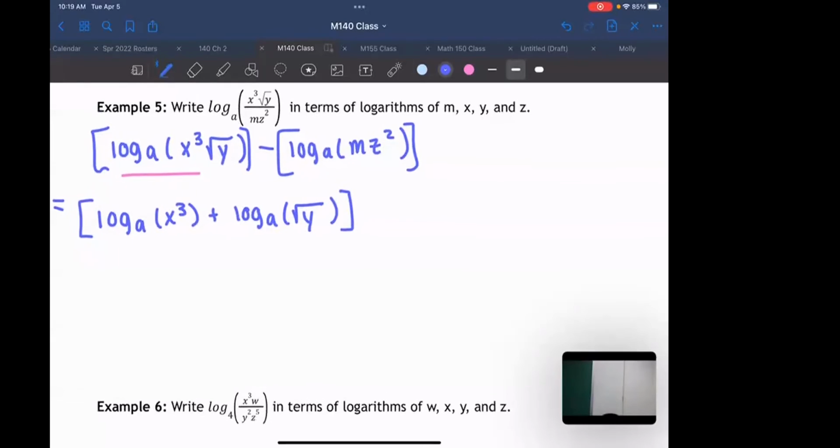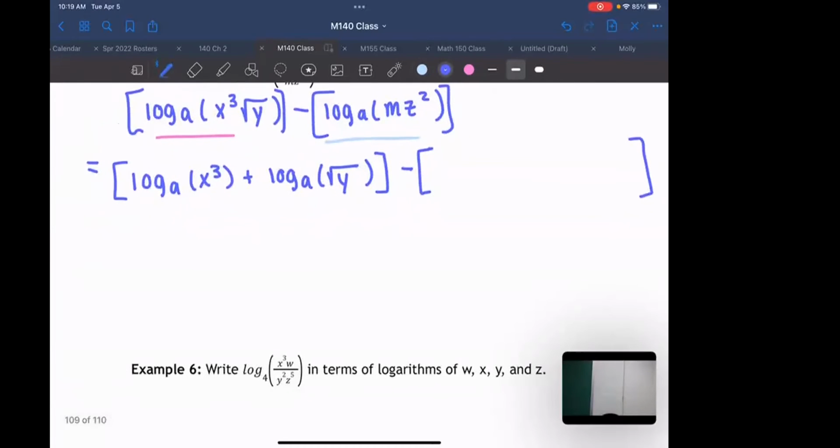Now we have a subtraction sign, and we're going to work with the right-hand side. I'm going to keep this in parentheses, and you're going to see why I'm doing this. The log base A of mz squared, well, I can split that up into log base A of m plus the log base A of z squared. So all I did is expand each of those multiplications.